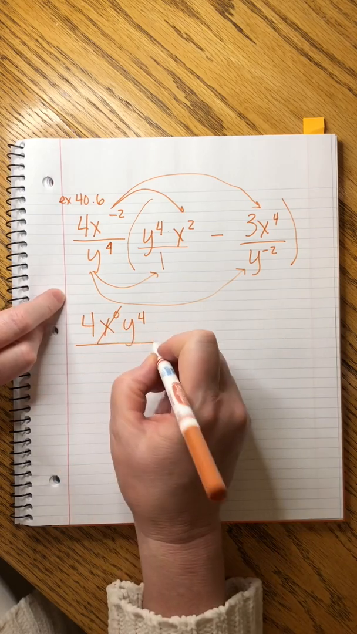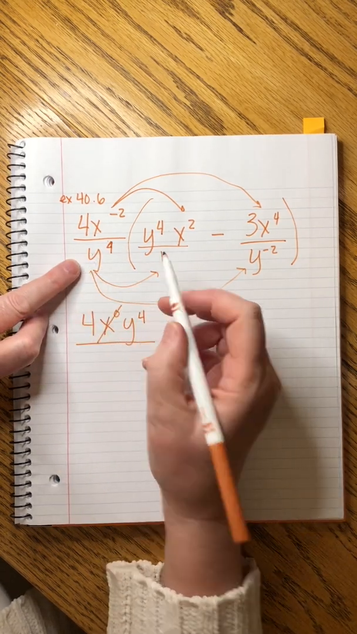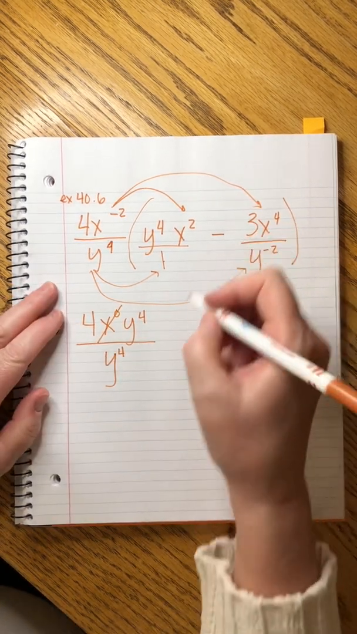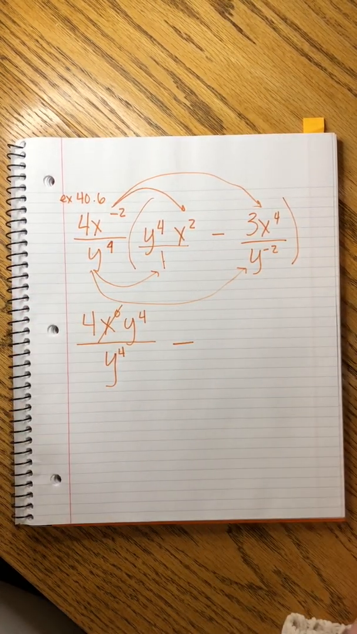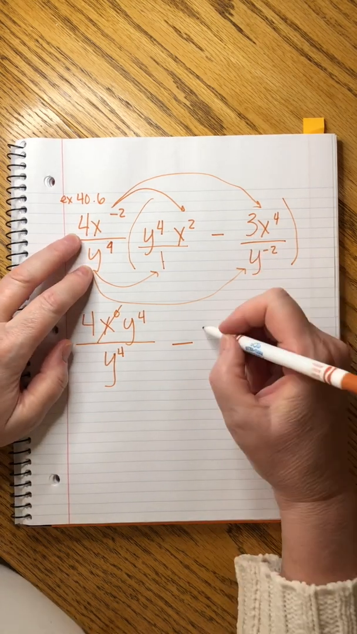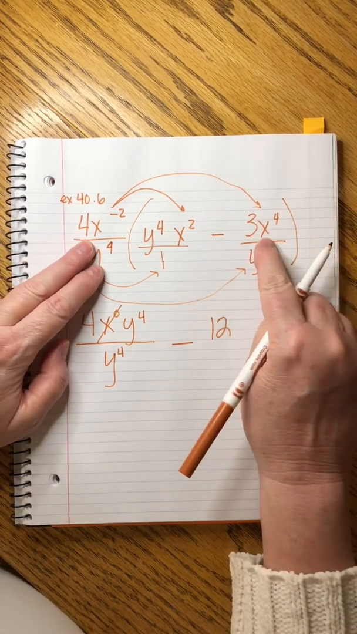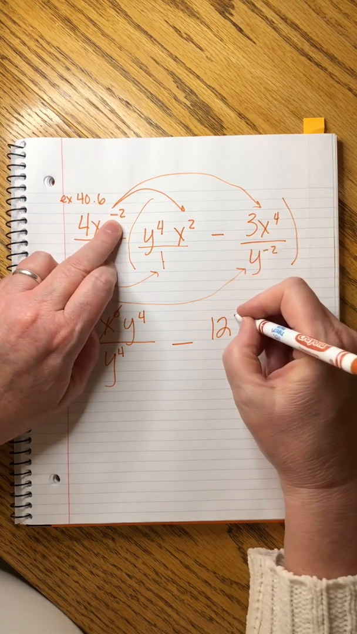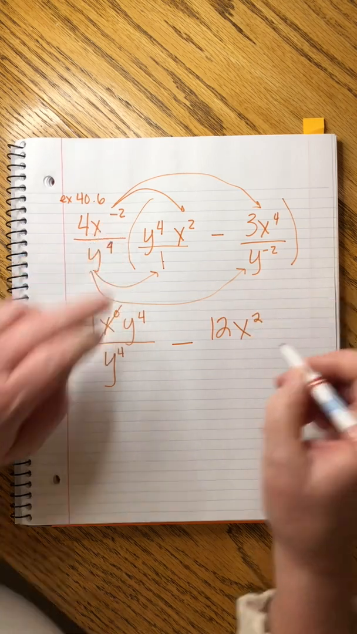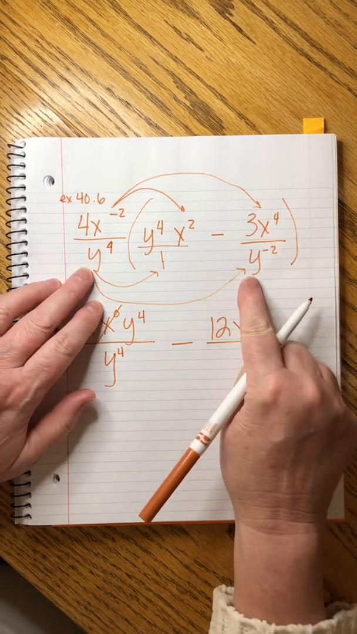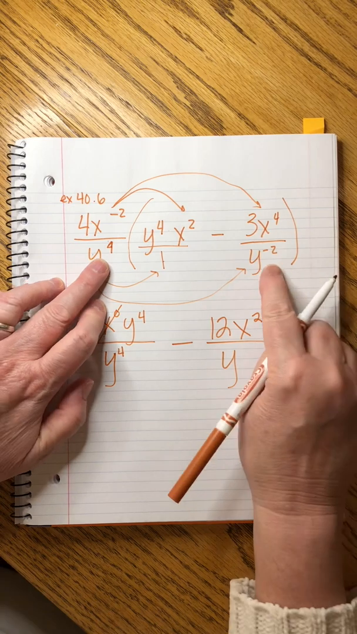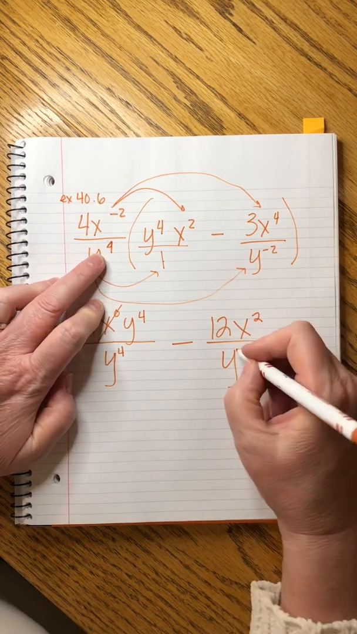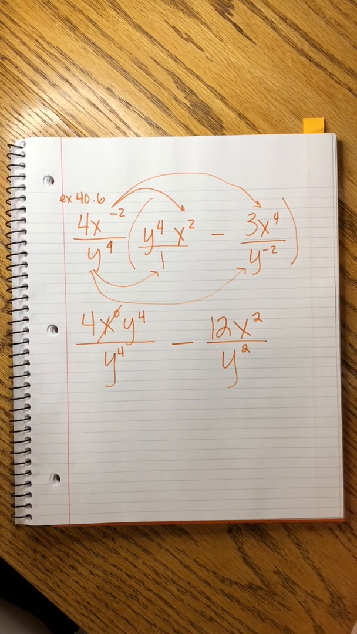Now I'm going to do the denominator of the first one. Y to the 4th times 1 is just y to the 4th. Now we minus, subtract. 4 times 3 is 12. And we've got x's here. I add the bases. Minus 2 plus 4 is positive 2. And now here's a y on the bottom, and I add the bases, right? Because I'm multiplying here. I'm using the product rule, so I just add them, and that becomes 2.